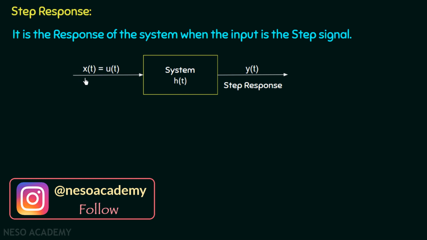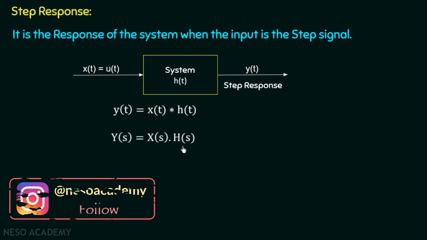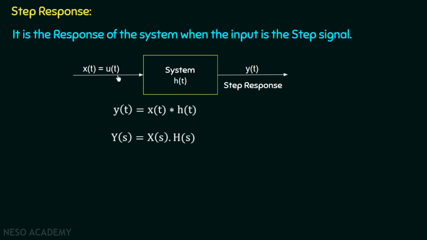If the input is x(t) and the output is y(t), we can write y(t) equal to x(t) convolution with h(t). If we apply Laplace transform to both sides, then the convolution in time domain will convert to multiplication in s domain. So we will have Y(s) equal to X(s) multiplied with H(s). Since x(t) is the unit step signal, its Laplace transform will be equal to 1 over s. So we will have Y(s) equal to 1 over s multiplied with H(s).